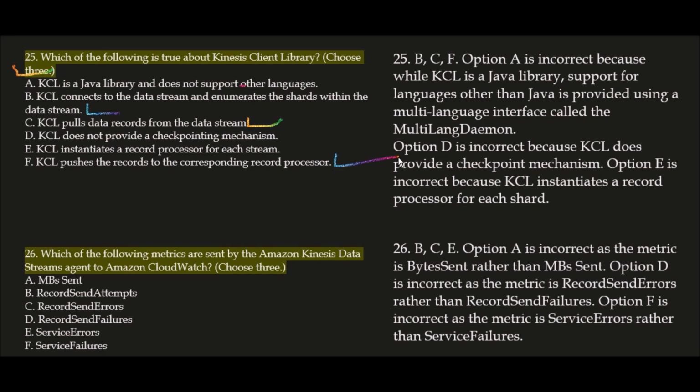Option A is incorrect because while KCL is a Java library, support for languages other than Java is provided using a multi-language interface called the multi-lang daemon. Okay, option D is incorrect because KCL does provide a checkpointing mechanism. On the other hand, option E is incorrect because KCL instantiates a record processor for each shard.